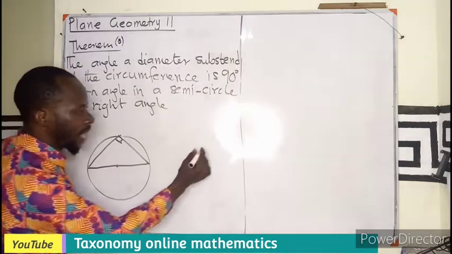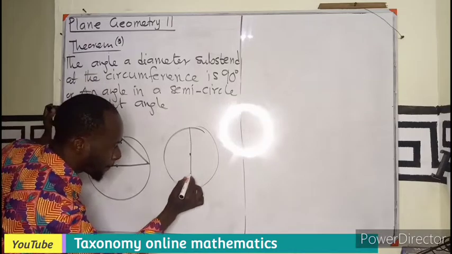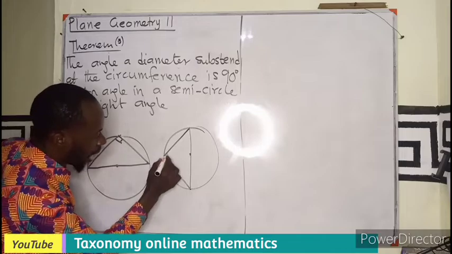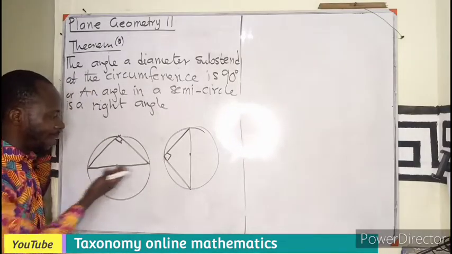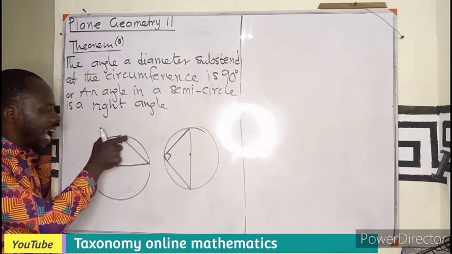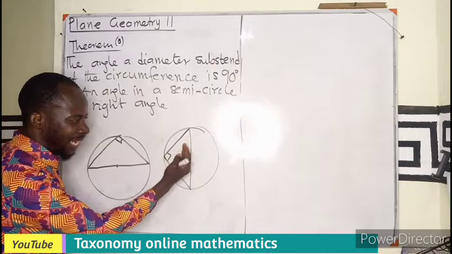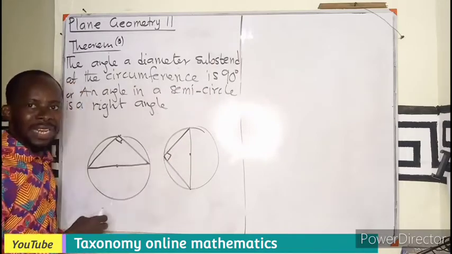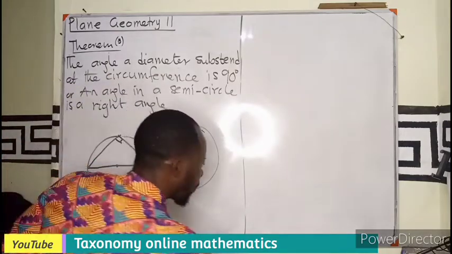Any angle, if I have it this way, and this is the center, so the angle here is also what? 90 degrees. So we can say this is a diameter subtending an angle at the circumference to be 90. This is a semicircle. An angle in a semicircle, which is at the circumference, is also what? 90 degrees.